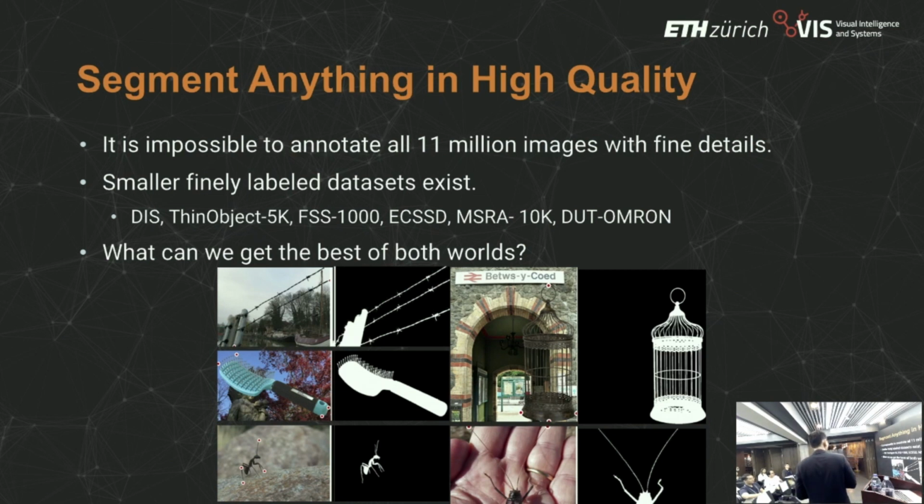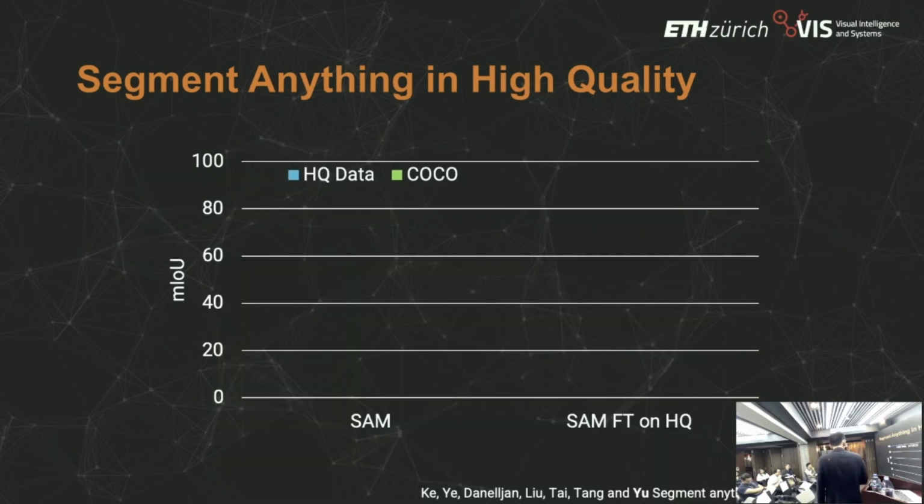So what we found is we indeed have much smaller, finely labeled datasets. Some datasets actually depend on synthetic data, not really human labeled. And the question here is whether we can get the best of both worlds. Basically, we want to have the generalizability of Segment Anything Model, and also we want to have the details that can be learned from those small datasets.